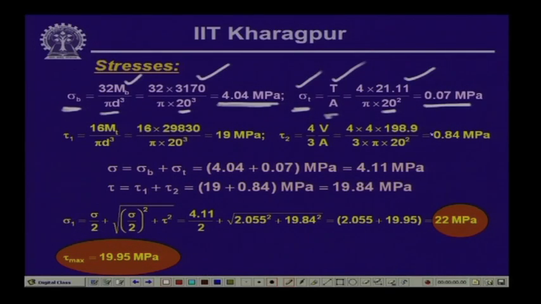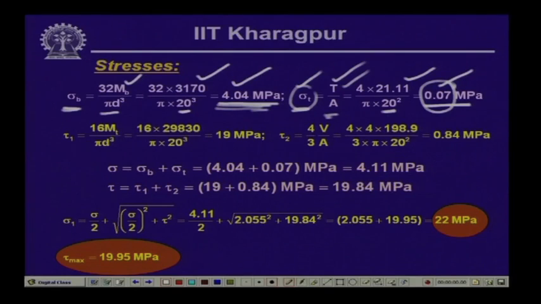Now, here you can look into these numerical values, that the normal stress generated because of the axial pull is very small in comparison to the normal stress generated because of the bending moment M. So, this is insignificant in comparison to this bending stress. Now, let us look into the value of the shearing stress that is getting generated because of the twisting moment and the direct shear.